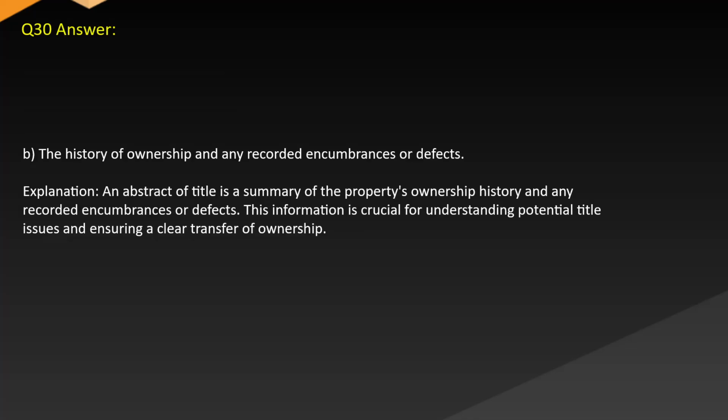Answer: B. The history of ownership and any recorded encumbrances or defects. Explanation: an abstract of title is a summary of the property's ownership history and any recorded encumbrances or defects. This information is crucial for understanding potential title issues and ensuring a clear transfer of ownership.